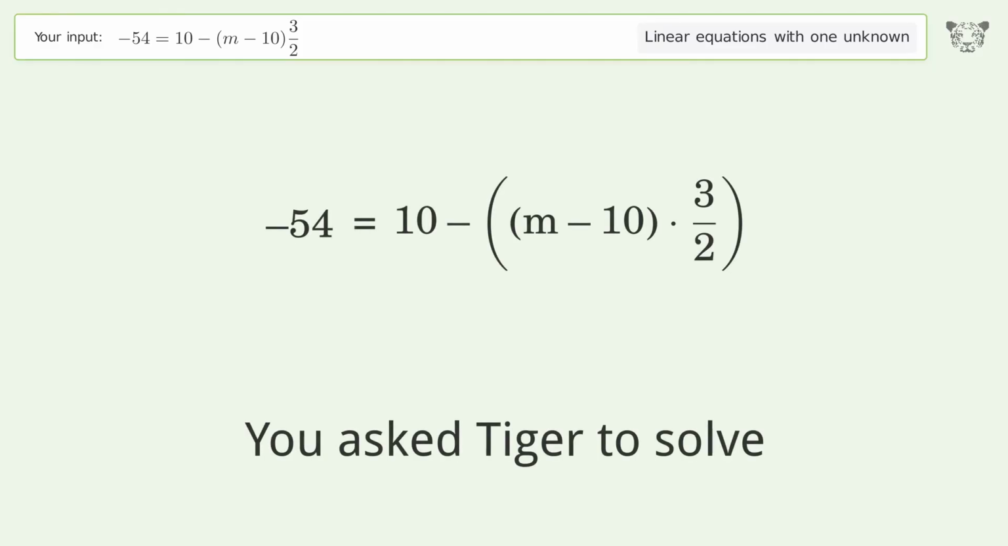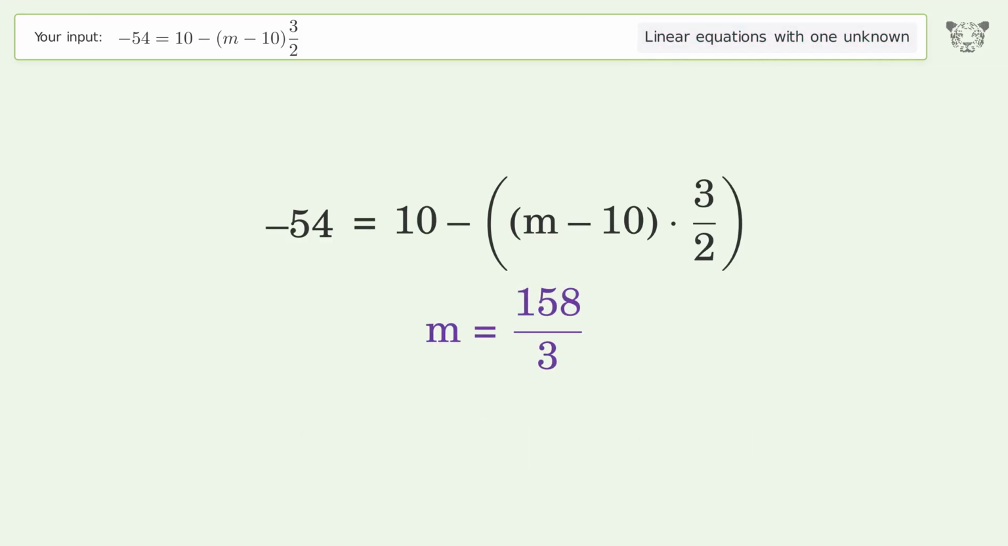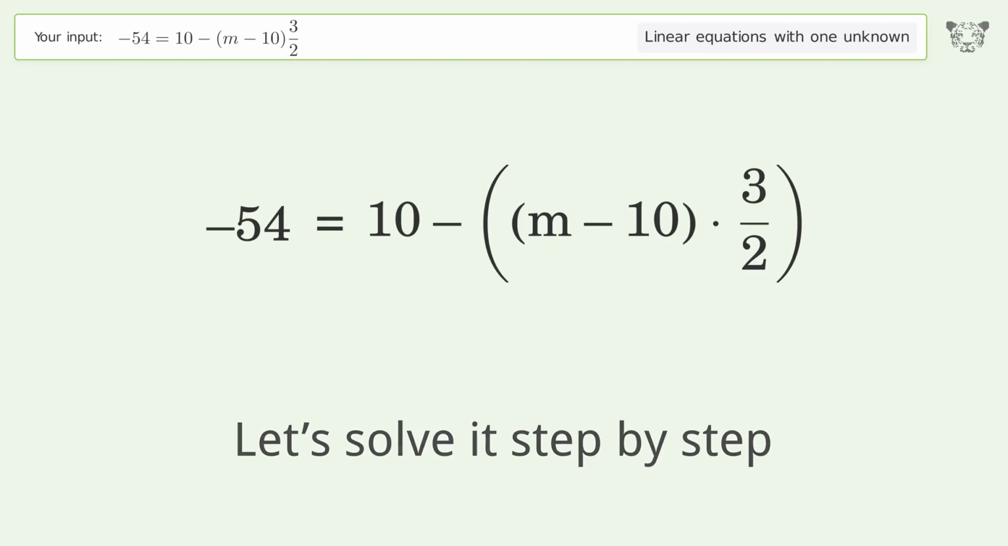You ask Tiger to solve. This deals with linear equations with one unknown. The final result is m equals 158/3. Let's solve it step by step.